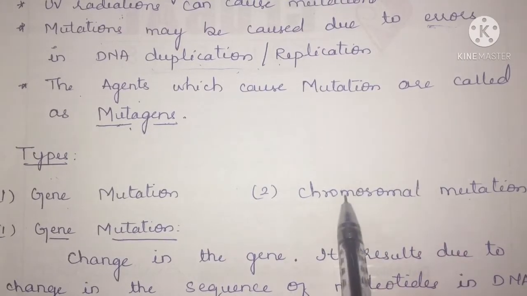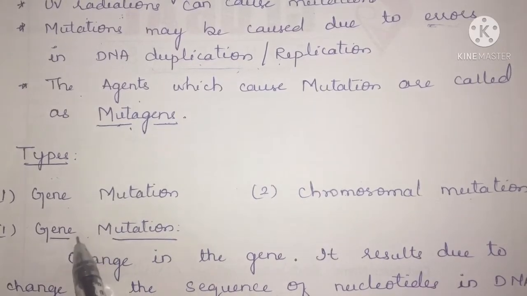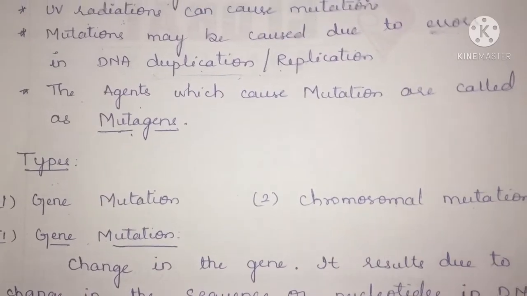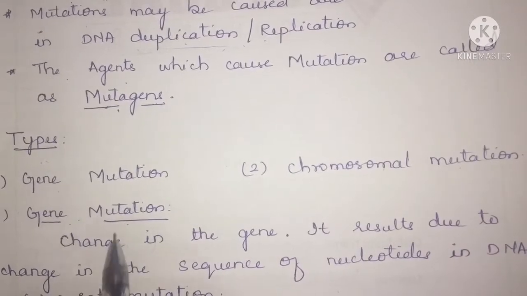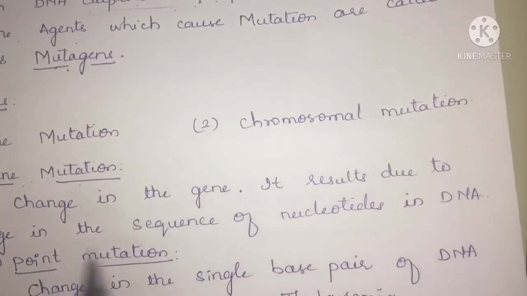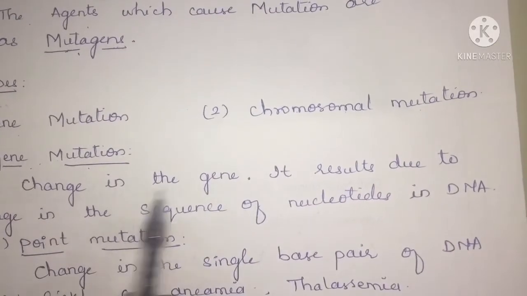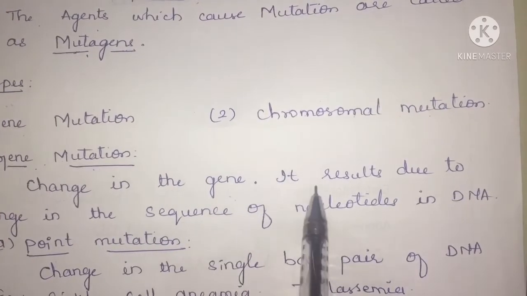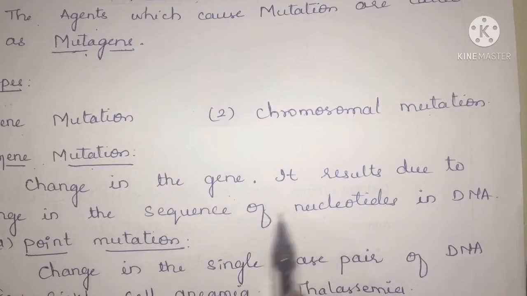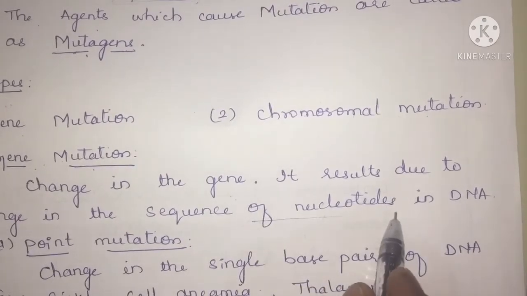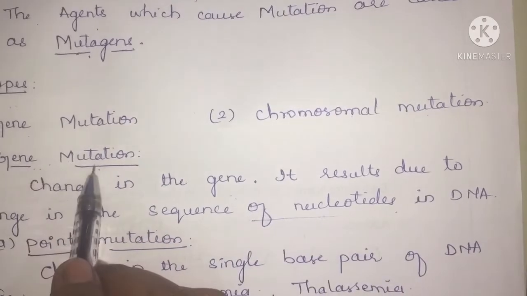Now, a chromosome itself consists of genes. If there is a change in a gene, we call it gene mutation. If there is a change in the number of chromosomes, we call it chromosomal mutation. Gene mutation is a change in the gene. It results due to a change in the sequence of nucleotides in DNA. If nucleotides have been changed in DNA, it will result in gene mutation.